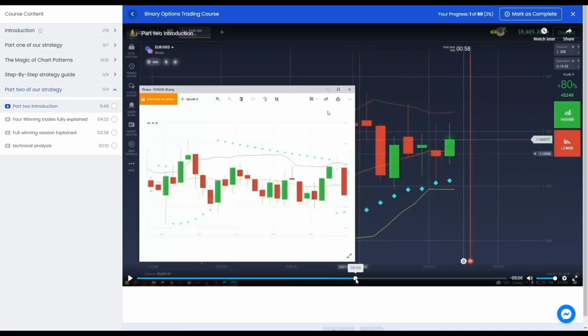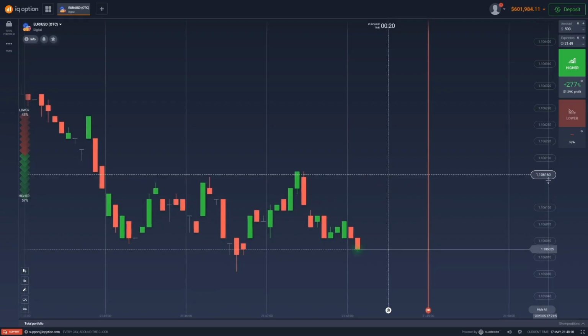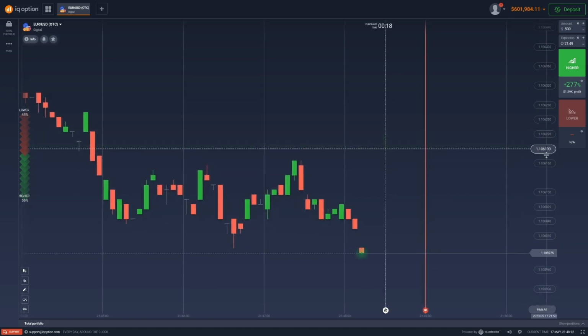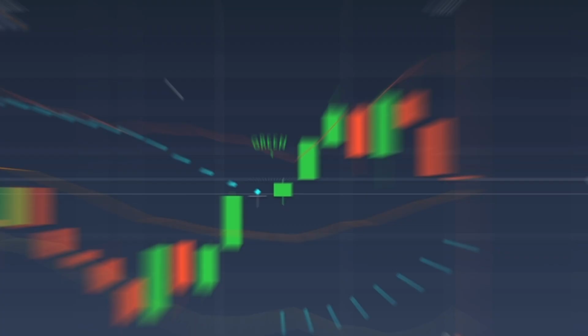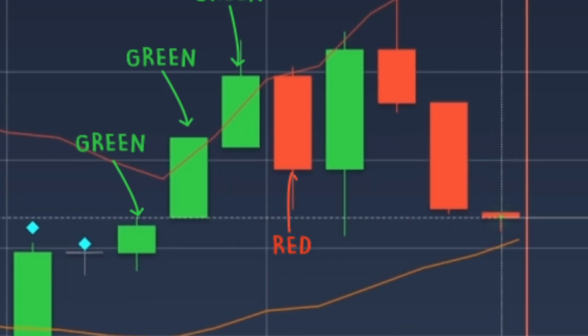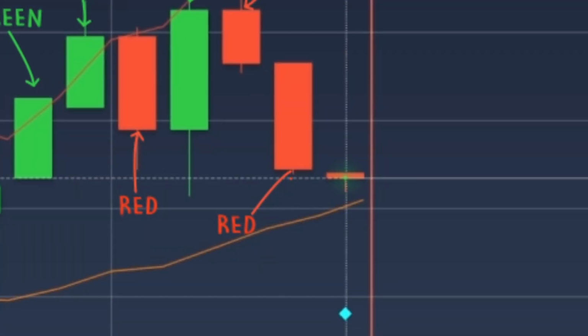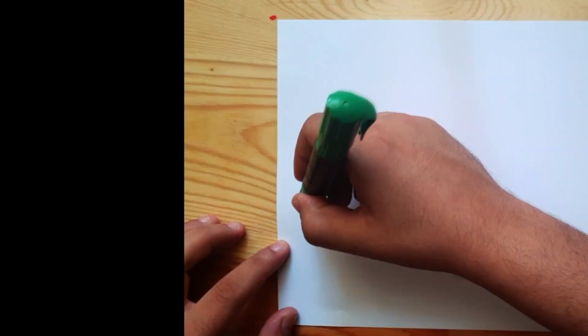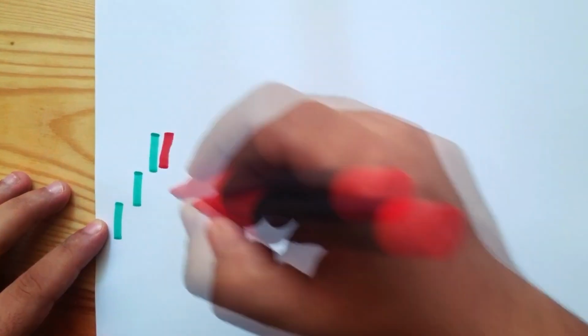To be honest, the strategy that I teach in my private course is not the best when it comes to digital options. My strategy can help you predict the movement of the market for the next minute only. So it's useful when it comes to binary options trading, and also you can use it on forex trading.